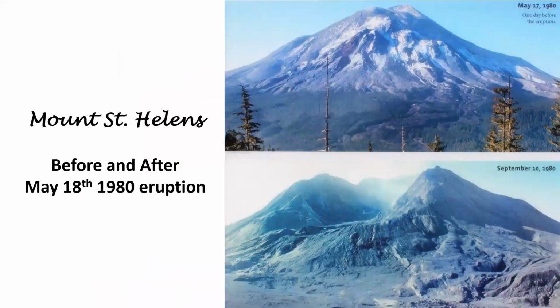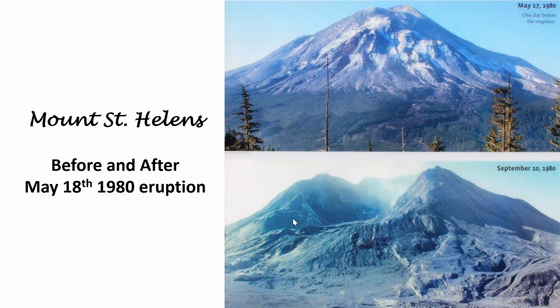Okay, so this is Mount St. Helens. The picture on top is before, and then the picture below is after the May 18th, 1980 eruption. And you can see that there is a massive difference in the two. Okay, the picture on top is dated May 17, one day before. And the picture below is September 20th, same year, 1980, which is a few months later, the same place.